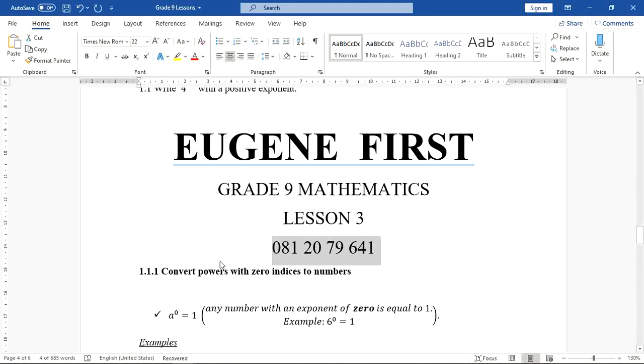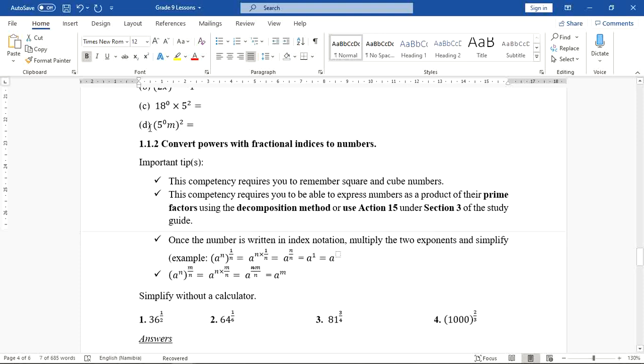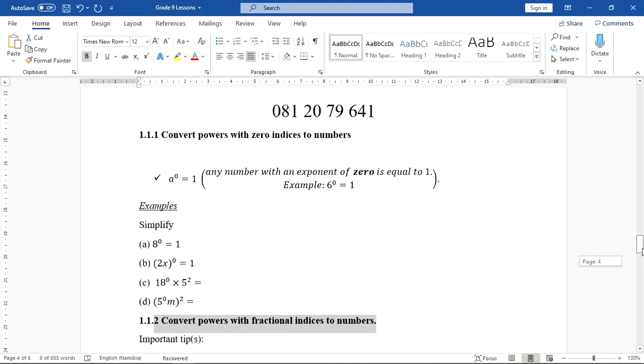In this lesson, I will show you how to convert powers with zero indices to numbers, and I'll also show you how to convert powers with fractional indices to numbers. Let us start with the first part.